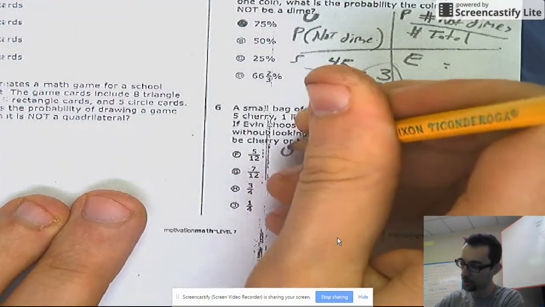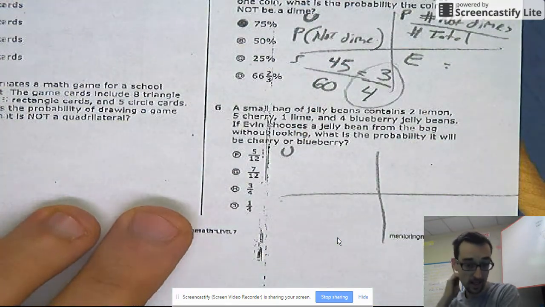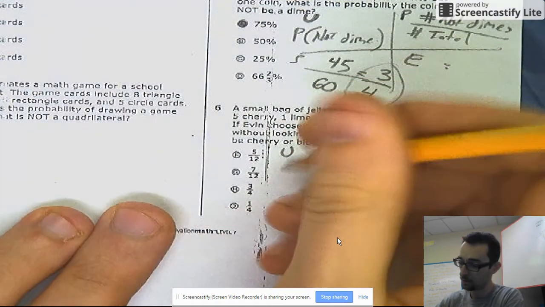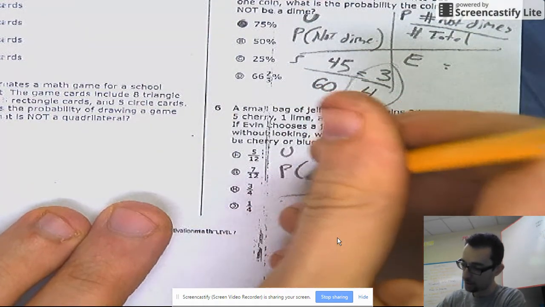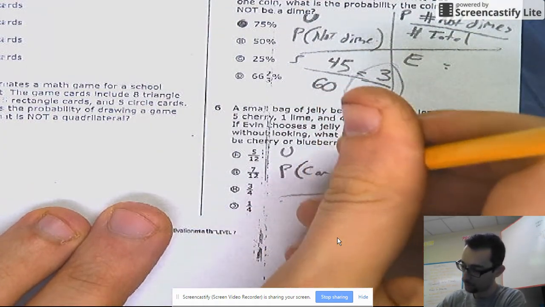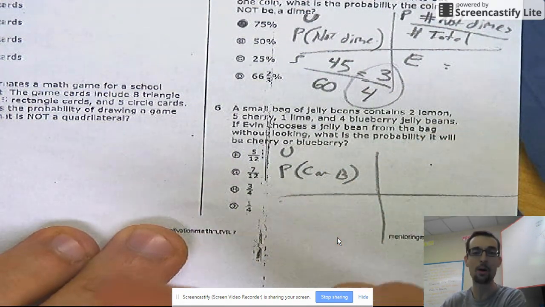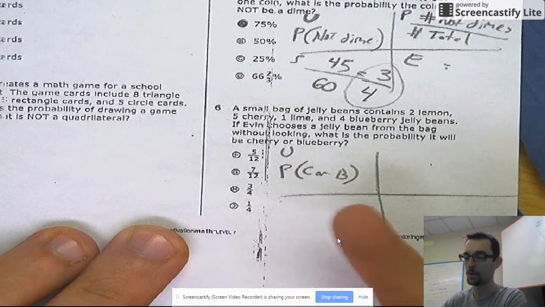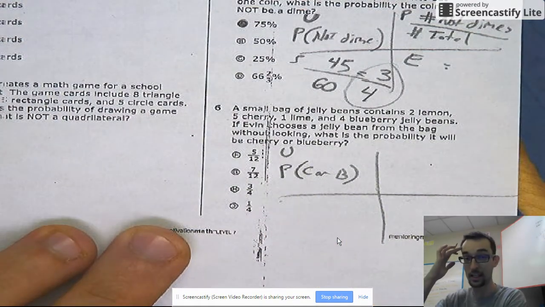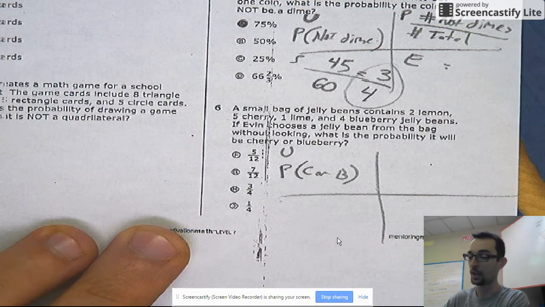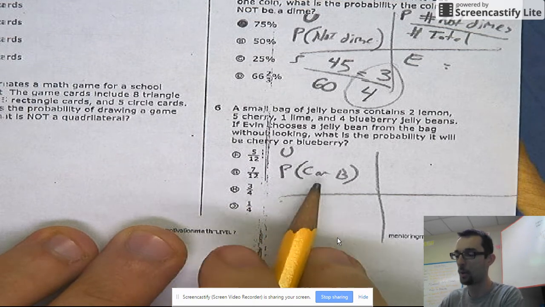All right, understand. What does the question ask me to find? It's asking me to find the probability of cherry or blueberry. And I'm using some shorthand, but notice, I have the luxury of talking out loud. But even if I were taking this on the STAAR, I would be thinking these words in my head. Okay? Probability of cherry or blueberry.